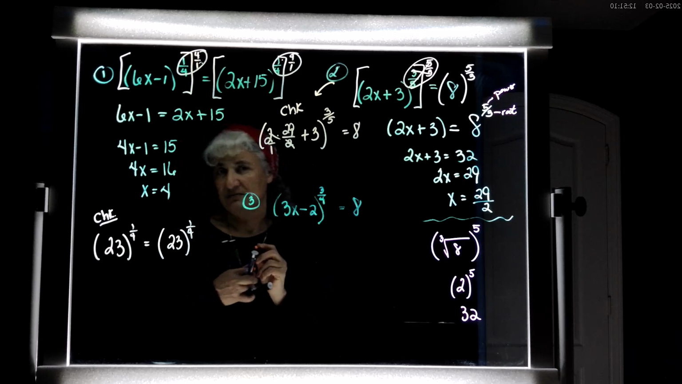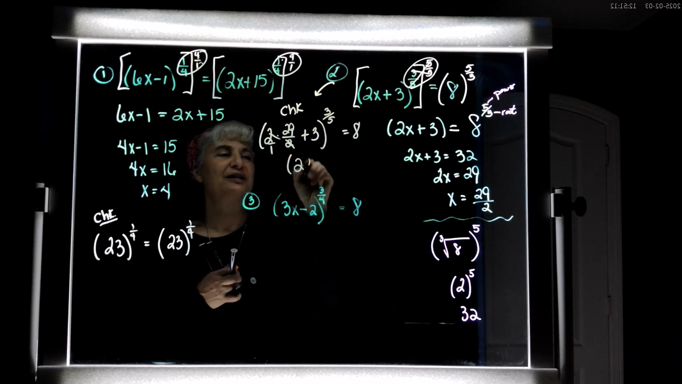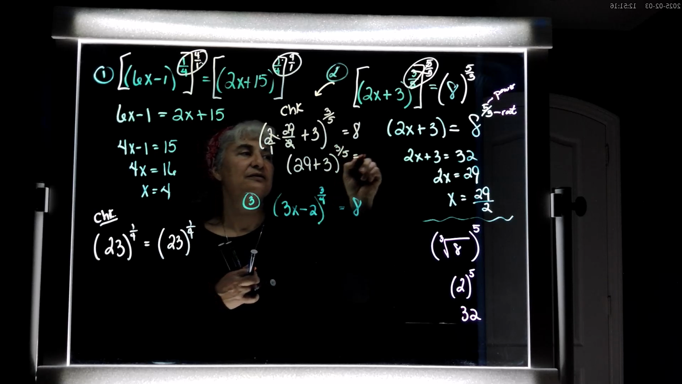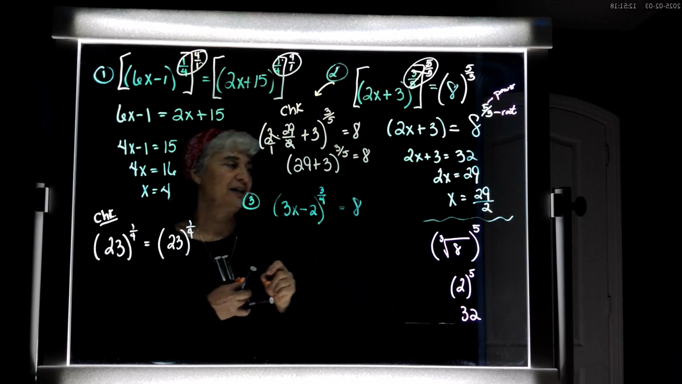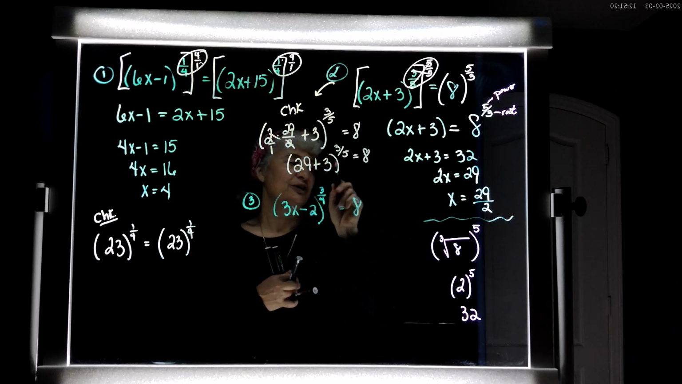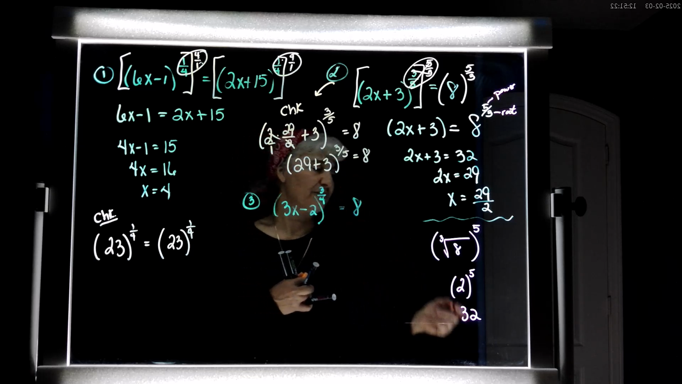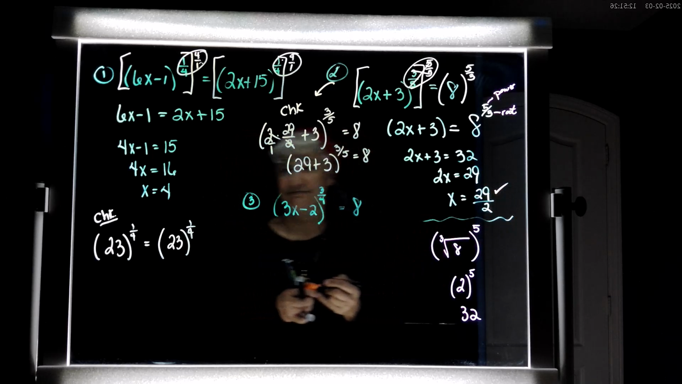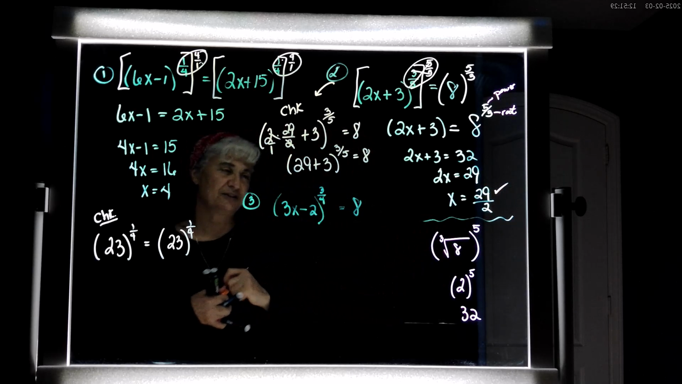Don't these cancel? So I have 29 plus 3, don't I? Which is what? 32. And then I've got 32 to the 3/5 power. Well, if I work backwards, I'm just going to get 8. This answer checks. Cool? Lovely.